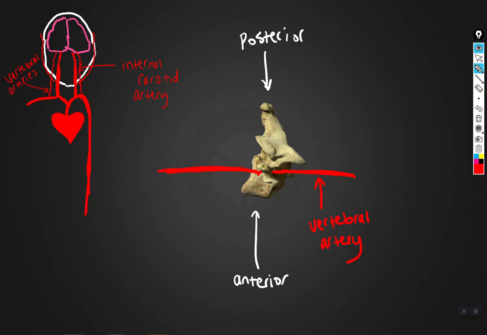Alrighty, so stay tuned for the next couple videos, which we'll discuss how you can tell if something is a thoracic vertebra, how you can tell if something is a lumbar vertebra, and then we'll also have a look at C1 and C2, which have some special features as well.